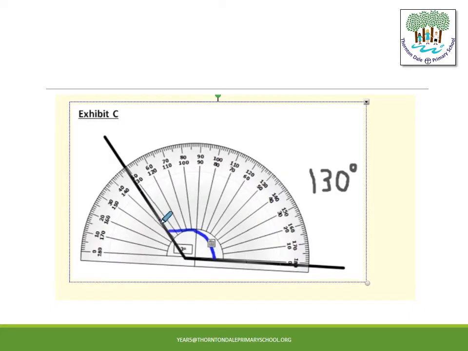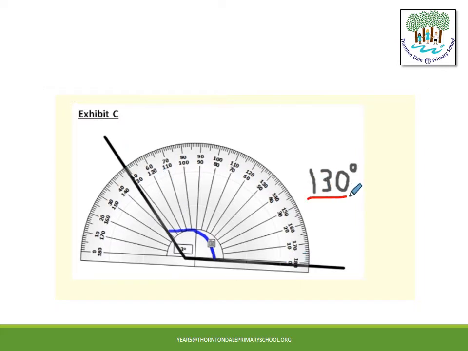So here's another example of a mistake that people make. They've got the 0 line lined up, it comes out at 130 degrees, so that's the answer they've given, but the answer is not correct. That answer is not correct because they've not lined up where the two lines meet with the crosshair on the protractor. So to be able to measure that accurately, you would have to reline up your protractor.